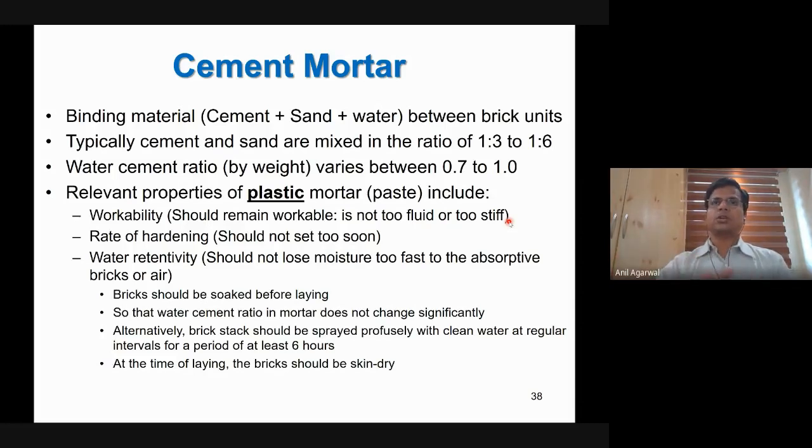If the surface is too dry and there are unsaturated pores inside the brick, and then mortar is placed on top of it, then the brick will absorb water out of the mortar. That is also bad news. So both of them should be avoided.